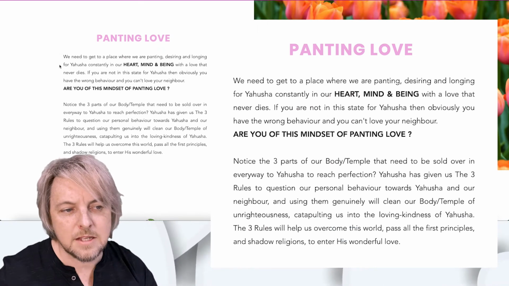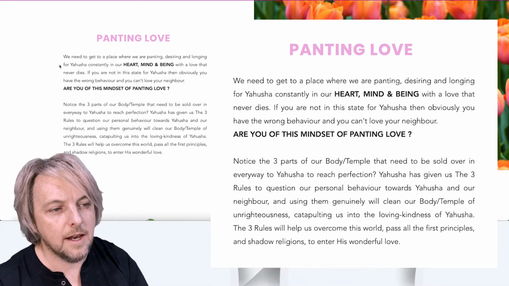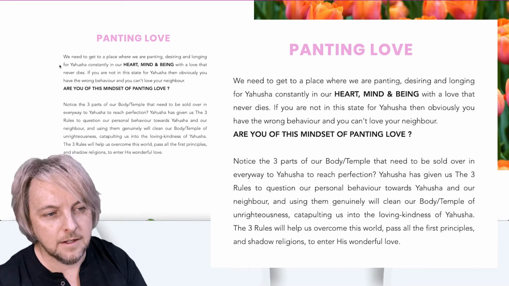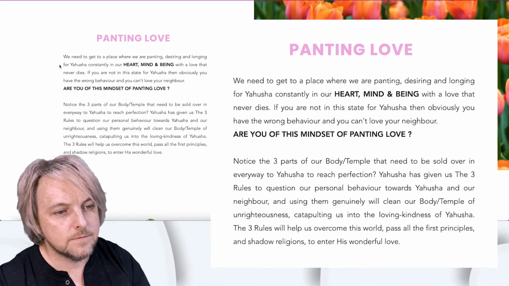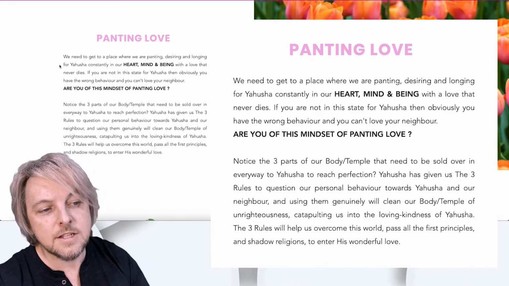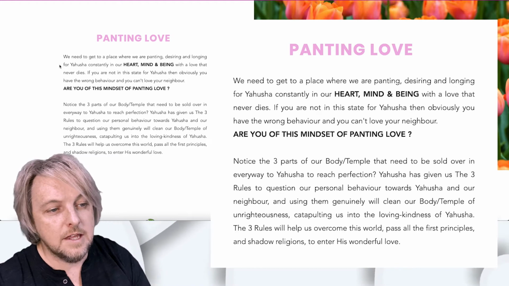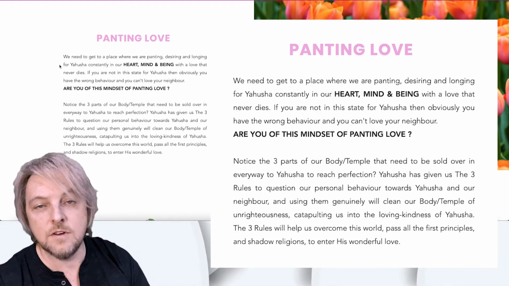We need to get to the place where we are panting, desiring, and longing for Yahusha constantly in our heart, mind, and being, with a love that never dies. If you are not in this state for Yahusha, then obviously you have the wrong behavior and you can't even love your neighbor.